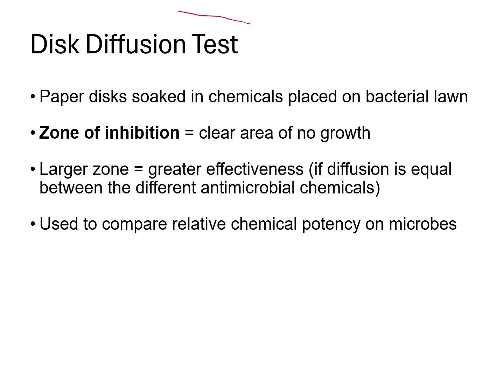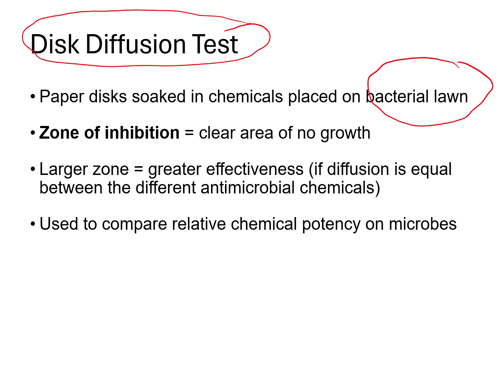The next test is the disc diffusion test, and we'll be doing this in lab as well. So this is a simple and visual test that we use to compare the relative effectiveness of different chemical agents. So how it works is we're going to take an agar plate and cover it with bacteria. So it's covered with a bacterial lawn. Then we take these small paper discs, kind of like this filter paper, and each disc was soaked in a different disinfectant or antimicrobial drug. We're going to take these discs and place them on the surface of the bacterial lawn.